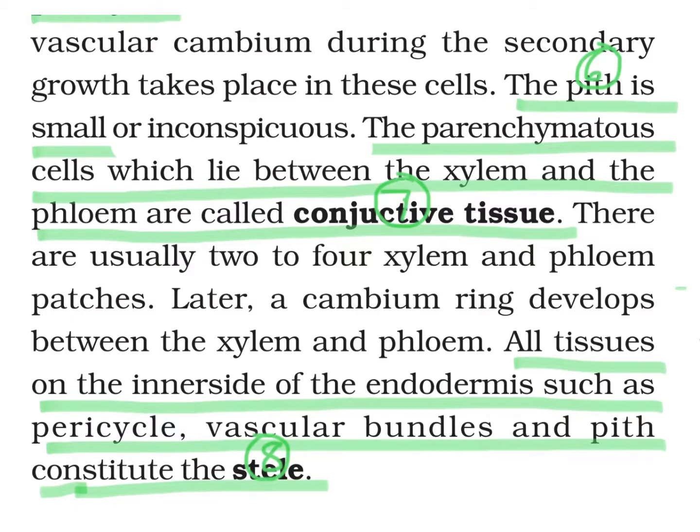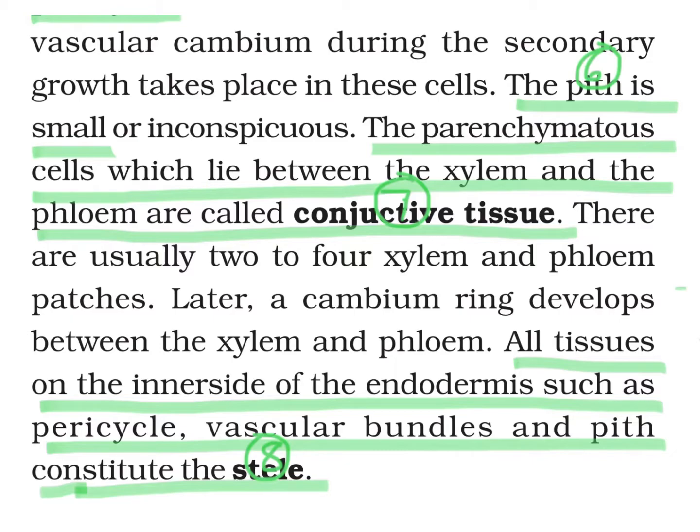Now we talk about conjunctive tissue. What is conjunctive tissue? They are also parenchymatous cells which lie between xylem and phloem. And if we see the structure of xylem and phloem, there are usually 2 to 4 xylem and 2 to 4 phloem patches. And as it is a root, the arrangement of the vascular bundle will be radial type, that we have learned earlier. But later on, a cambium ring can develop between xylem and phloem, so it will indicate secondary growth.